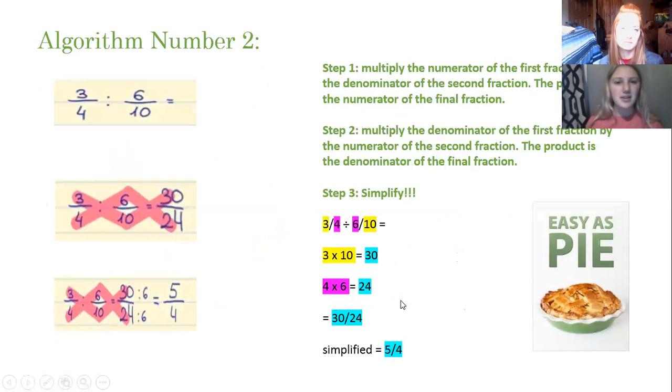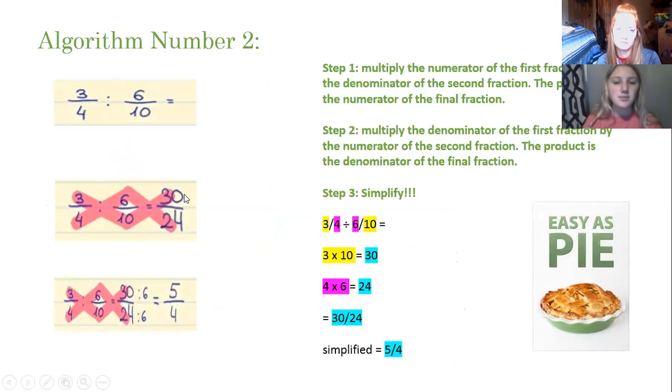The next algorithm is a little hairy. It's a little more difficult than the first. The first step is to multiply the numerator of the first fraction by the denominator of the second fraction. So you see over here 3 times 10, and that number, the product of these numbers, would become the numerator of the final fraction. So see, it is 30.